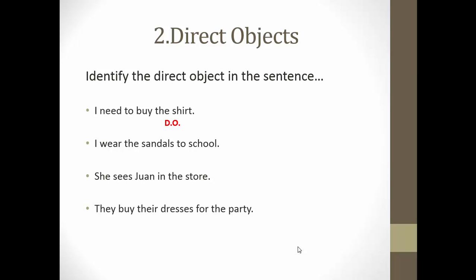I wear the sandals to school. I wear what? The sandals. Sandals is the direct object. She sees Juan in the store. She sees whom? Juan. They buy their dresses for the party. They buy what? Dresses. These are all the direct objects.